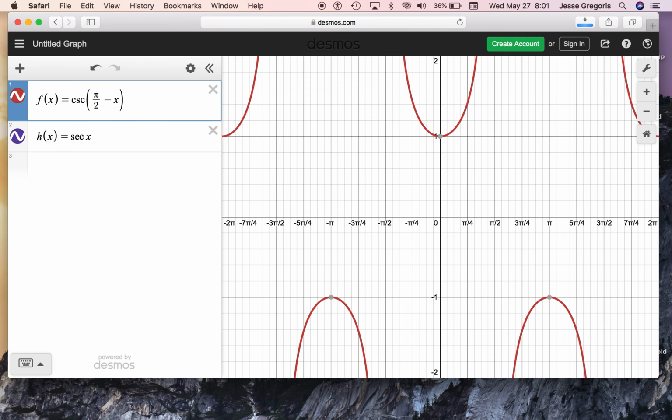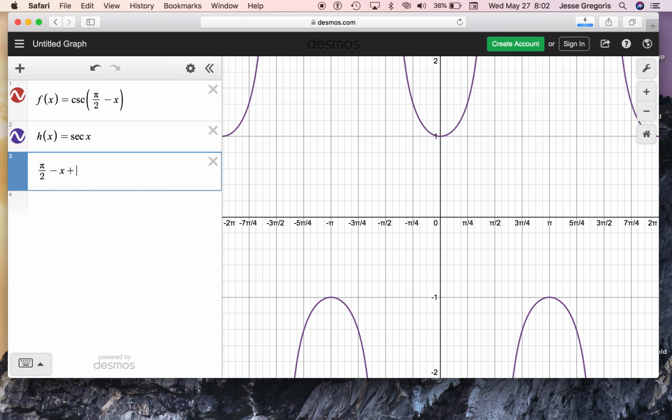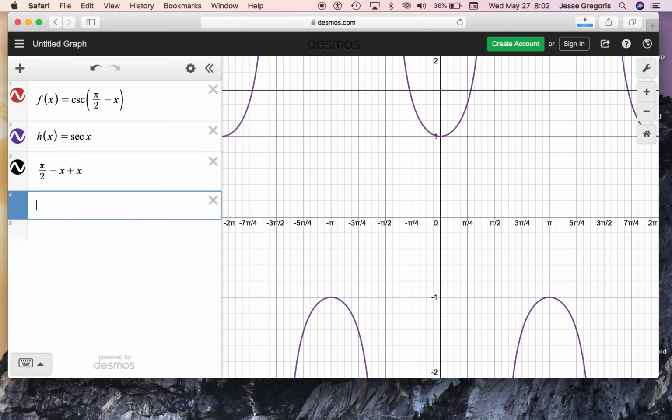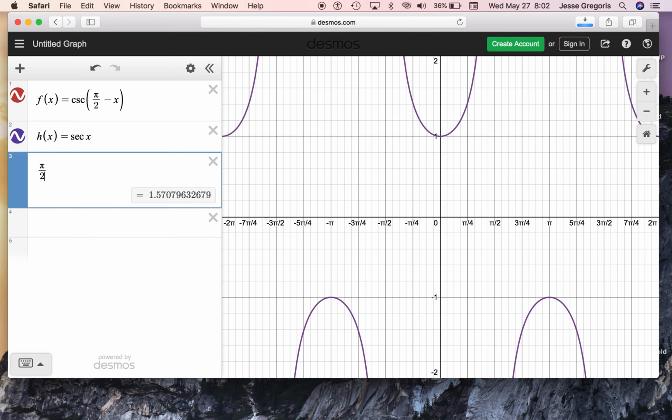minus x because it goes back to the definition of co representing complementary. And to find complementary angles, we know the sum of them, pi by 2 minus x plus x, has to equal pi by 2. And pi by 2 minus x plus x is always going to be equal to pi by 2. Because the x's would just simply cancel. So those are some cofunction identities.